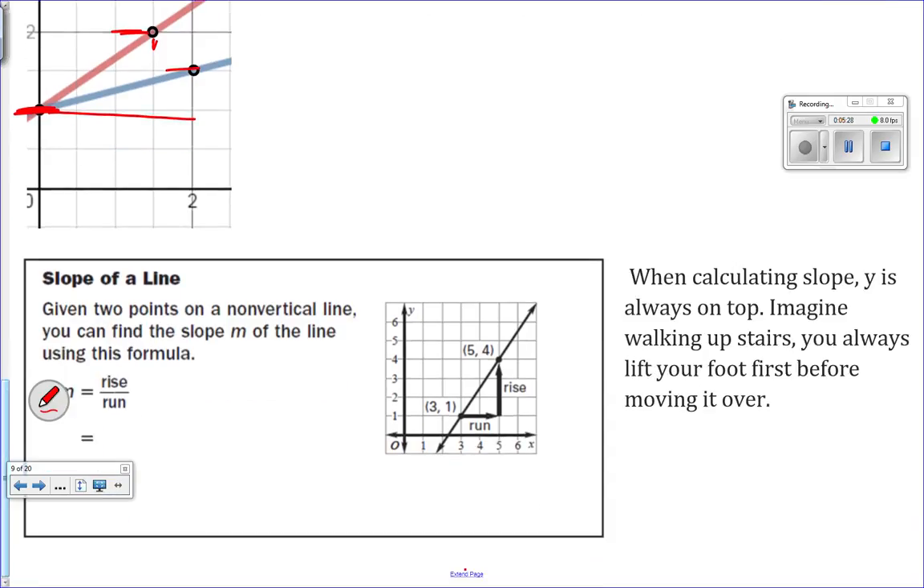At the very bottom of the page, we're going to talk about the slope of a line as being 2 points. Given 2 points on a non-vertical line, it just can't be straight up and down. So given 2 points, you can find the slope using this formula. The rise divided by the run.